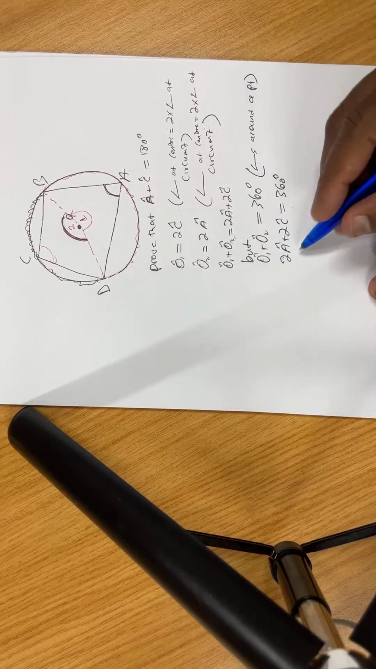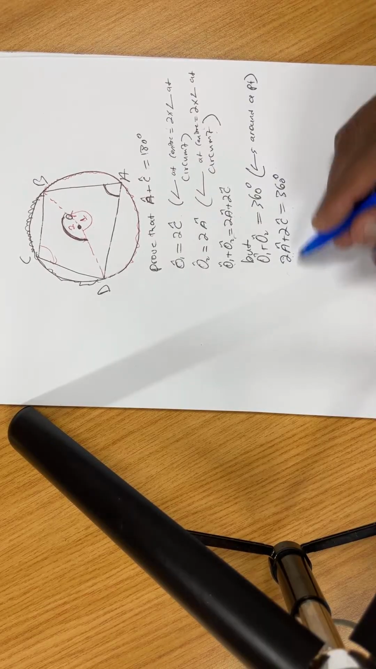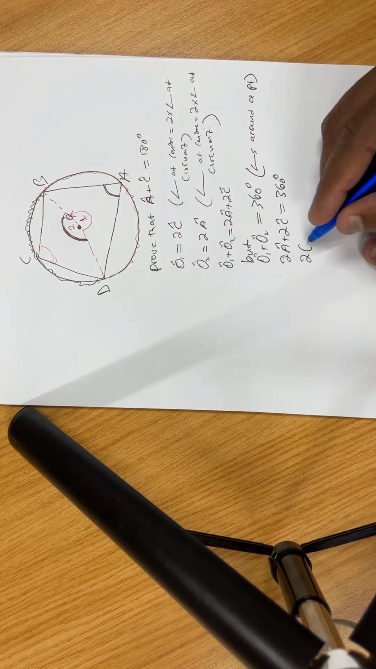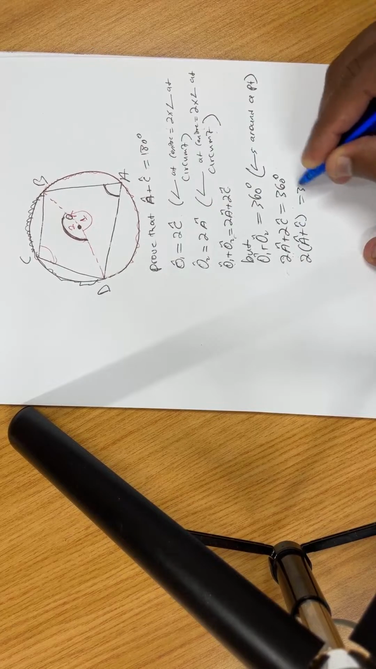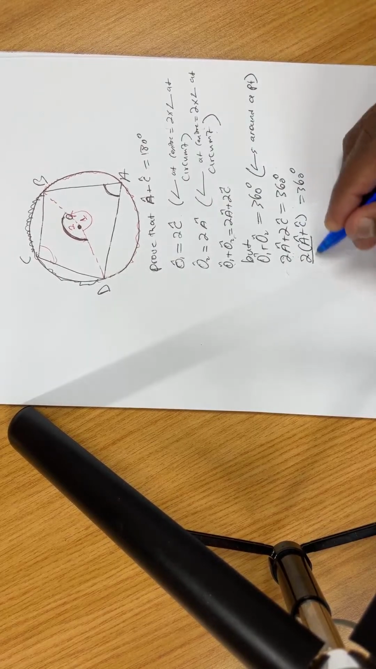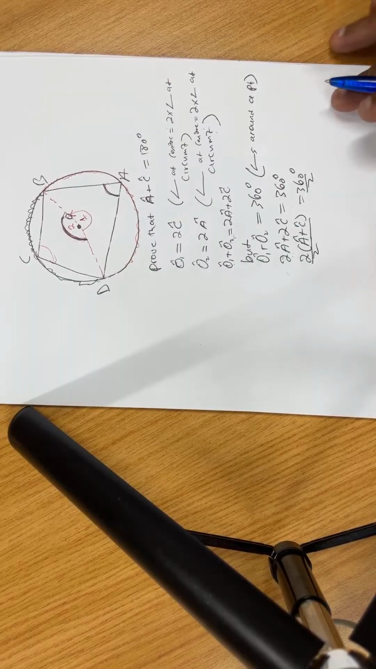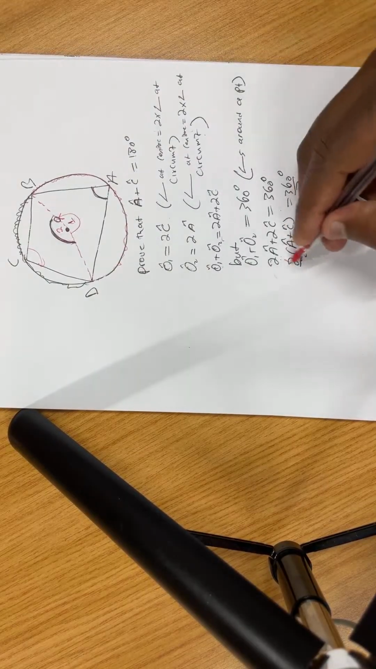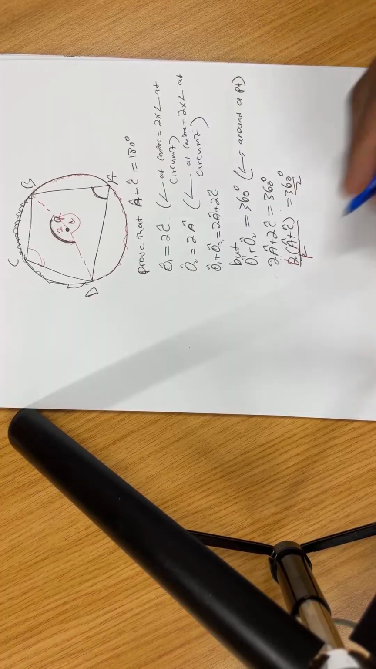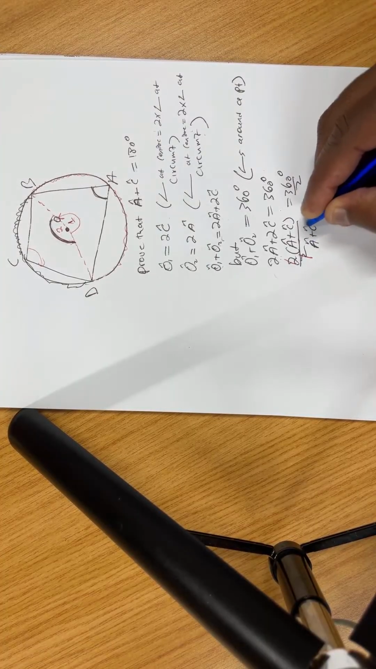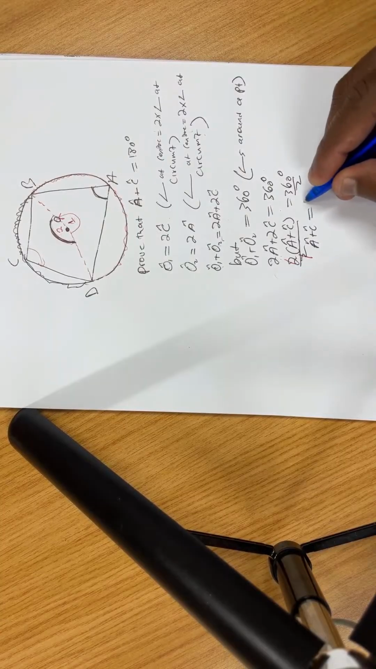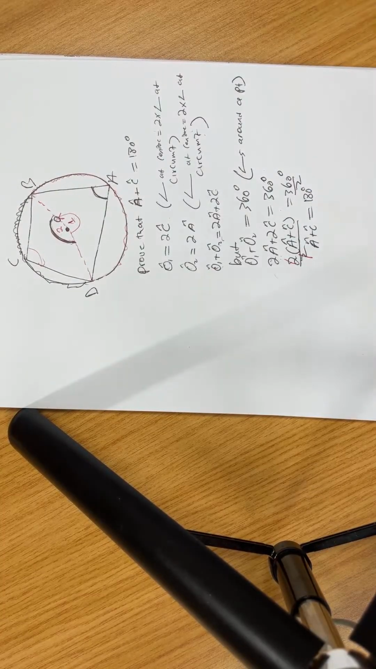So now we can take out the common factor, which is 2, factor out 2, and then remain with angle A plus angle C, it is equal to 360 degrees. Now you divide by 2 both sides. After dividing by 2 both sides, the 2 and 2 cancel, and you remain with angle A plus angle C. It is equal to what? It's equal to 180 degrees. So angle A plus angle C is equal to 180 degrees.